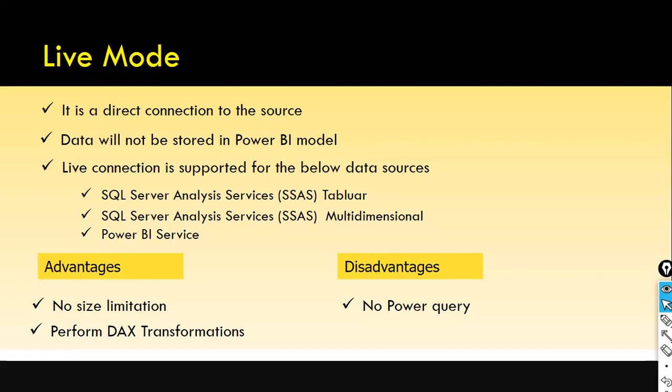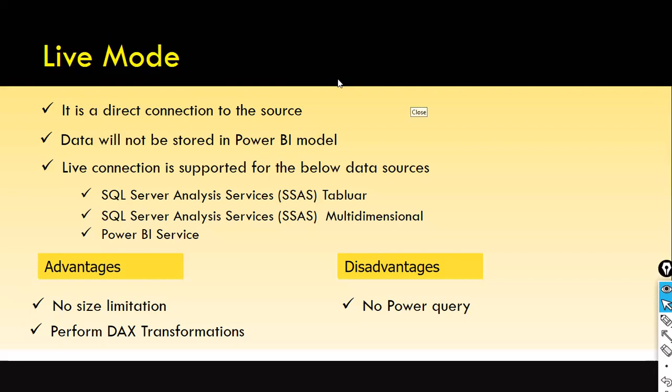But when it comes to live mode, you cannot do even basic, simple data transformation. If you want to do it in the latest version, you need to convert it to import mode or direct query mode. From live mode, you need to switch to direct query mode. Then the purpose will get defeated, right? You want to access the data in live mode.